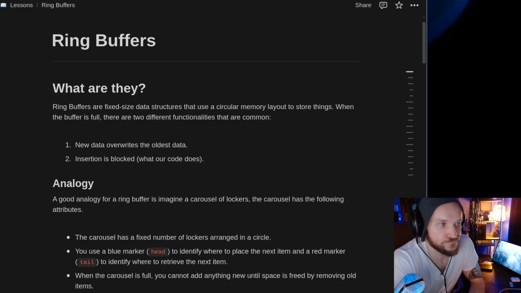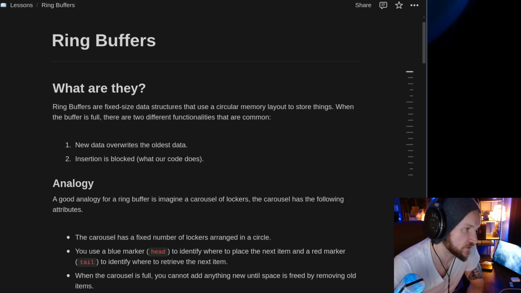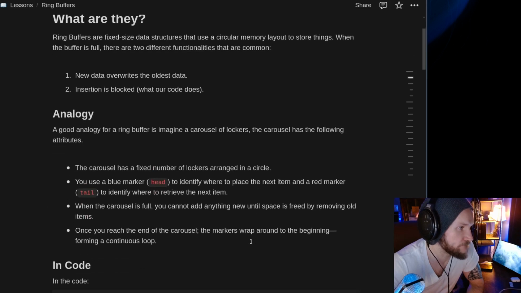I'm not even going to bother implementing one later on. If you want to implement an overwrite ring buffer, it's very easy to do. Just look it up. And so, let's talk about an analogy.